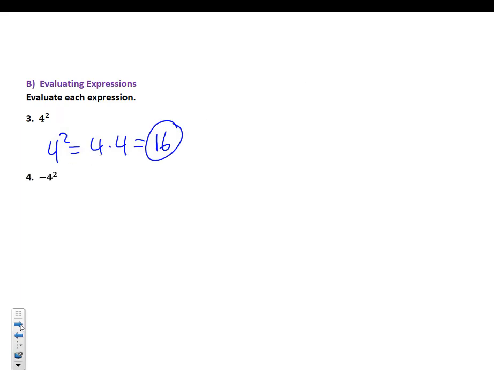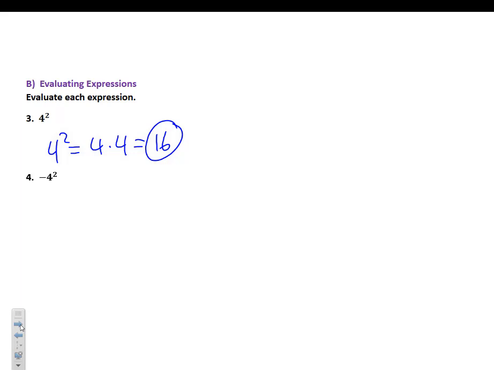Our example number 4, negative 4 squared. Ooh, we might need to spend a little bit more time on this one. Remember what I just said a moment ago about the coefficient of the base. What is the coefficient of the base in this one? It's negative 1. Is that negative included? You might have had an elementary teacher that told you that this was negative 4 times negative 4.